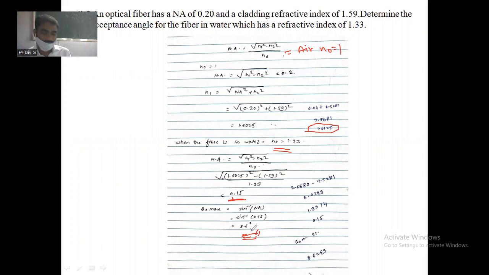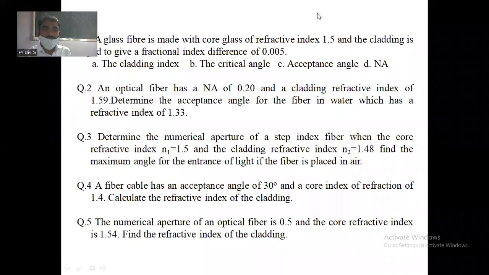Clear? Yes sir. Okay, सर्वांचं झालं? Yes sir. Okay, now we go to the next question, next numerical. You can write. Okay, third.